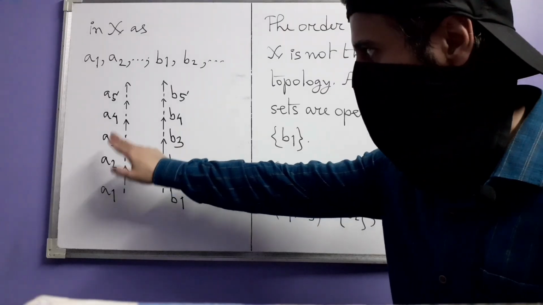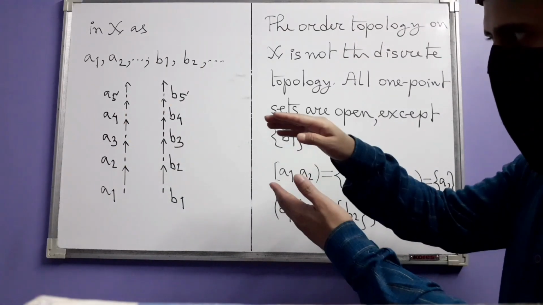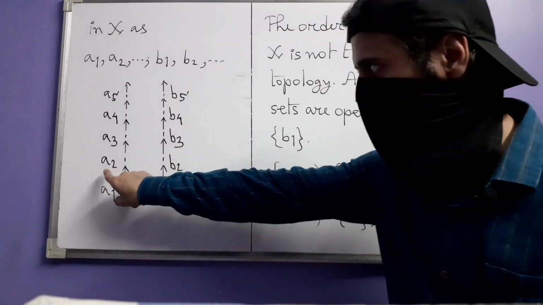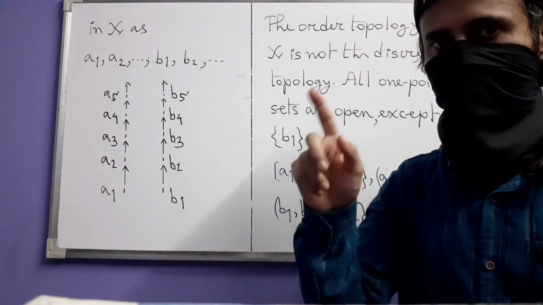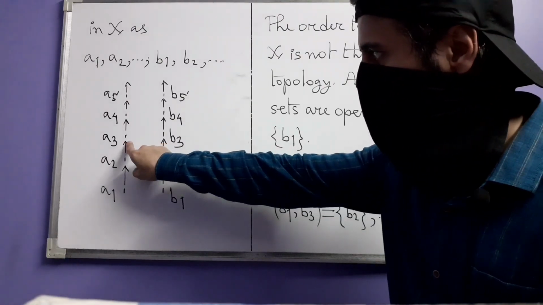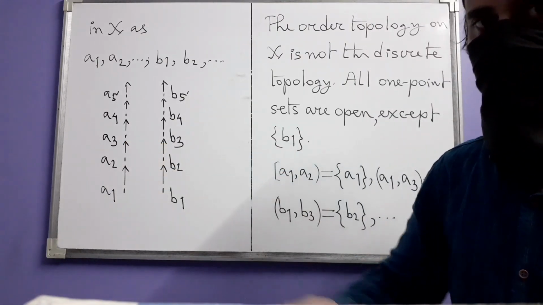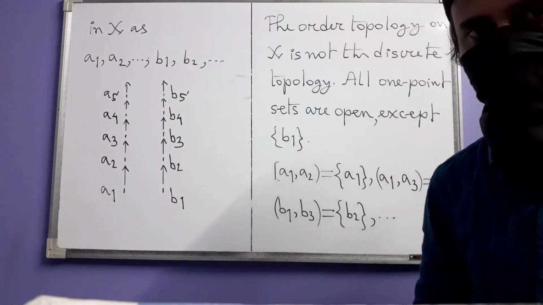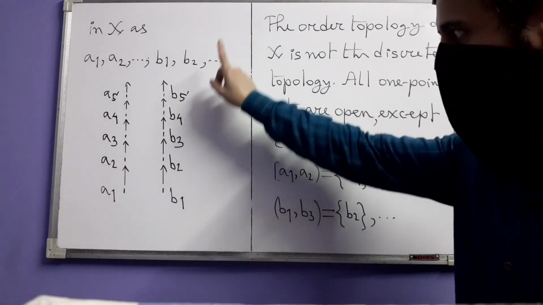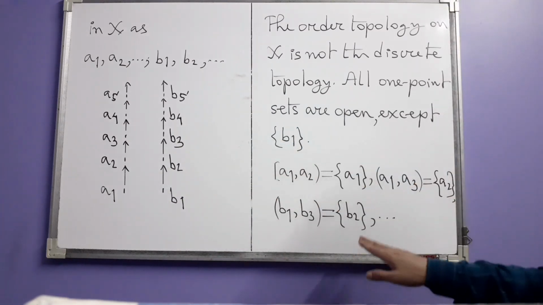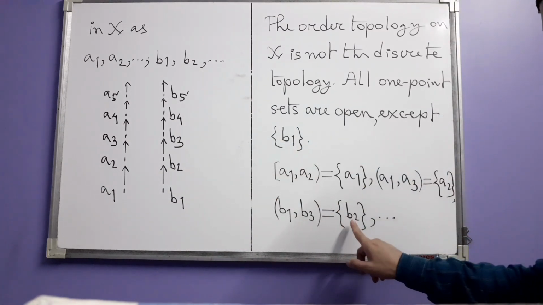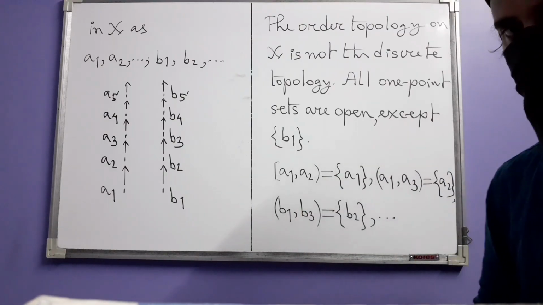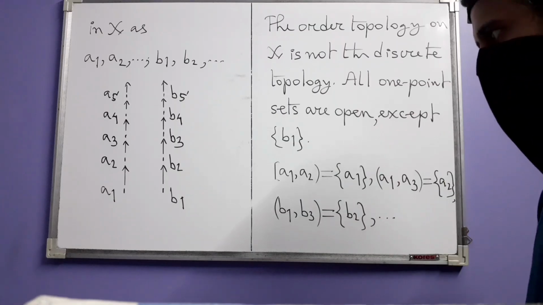Similarly, the other one point sets are open because each one of them is one such interval. For example, the singleton set consisting of a2 is the open interval a1, a3. The one having only a3 is the open interval a2, a4. So like that, all the a_i's form one point open sets. Actually, all the b's here except b1 also similarly form one point open sets. For example, this one is the open interval b1, b3, which is a basis element, and so by definition it's open in the order topology.